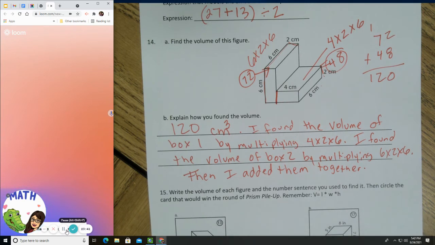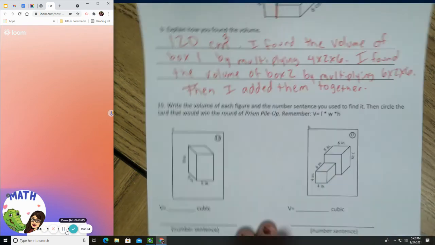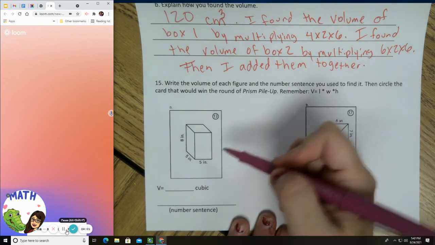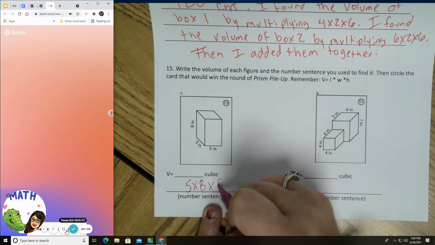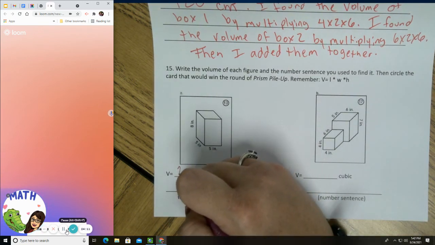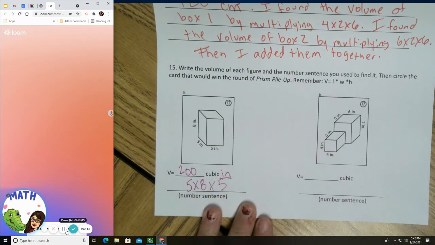Wording on your test should be very similar to this. Tell me how you find the volume of each one. Tell me what you did with those numbers at the end. And our last question, it says, write the volume of each figure, then circle the one that would win. All right, my number sentence for this would be 5 times 8 times 5. 5 times 8 is 40, times 5 is 200 cubic inches. Don't forget your label.